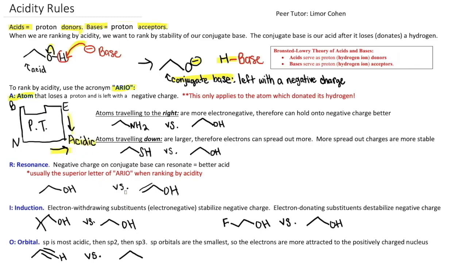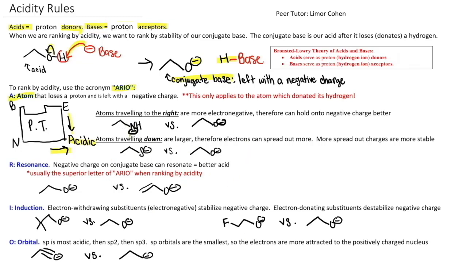So for example, comparing an amine versus an alcohol. The first thing that I like to do when ranking it by acidity is drawing what the conjugate base of our molecule looks like, meaning our acid after it's lost a hydrogen and gained a negative charge. So I'm going to go ahead and draw the conjugate bases of all these molecules, and then we can answer the questions.